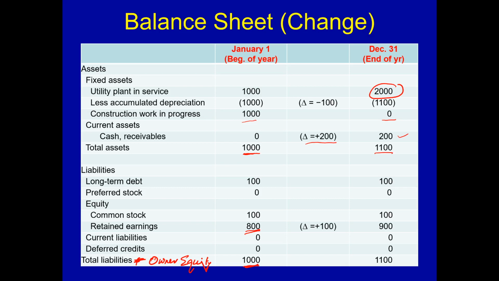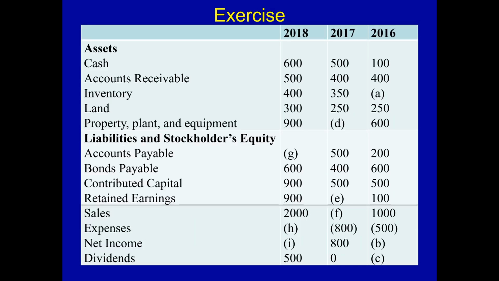On the liability side, the long-term debt is the same and the common stock is the same. The retained earnings have increased by $100, so it has become 900, and again the total liabilities plus owner's equity is 1100. So it is the same, balanced. Now we will see some exercises on the balance sheet, and we will also try to construct balance sheets and income statements.